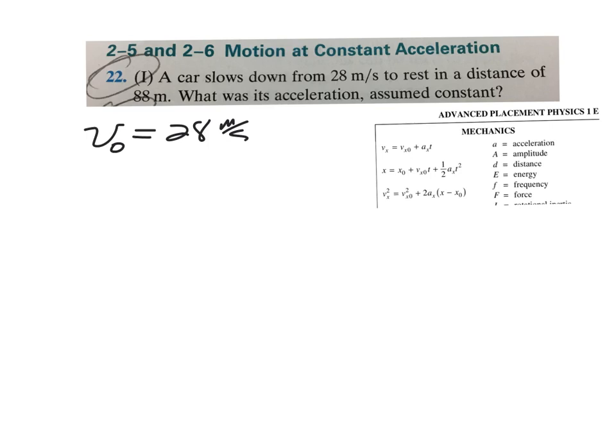And it slows down to rest. Stop. That's telling me something there. It's slowing down to rest. That's actually my final velocity, 0 meters per second, in a distance of 88 meters. During the course of that 88 meters, it went through a change in position, the car did, of 88 meters. So I believe that's all of my givens.